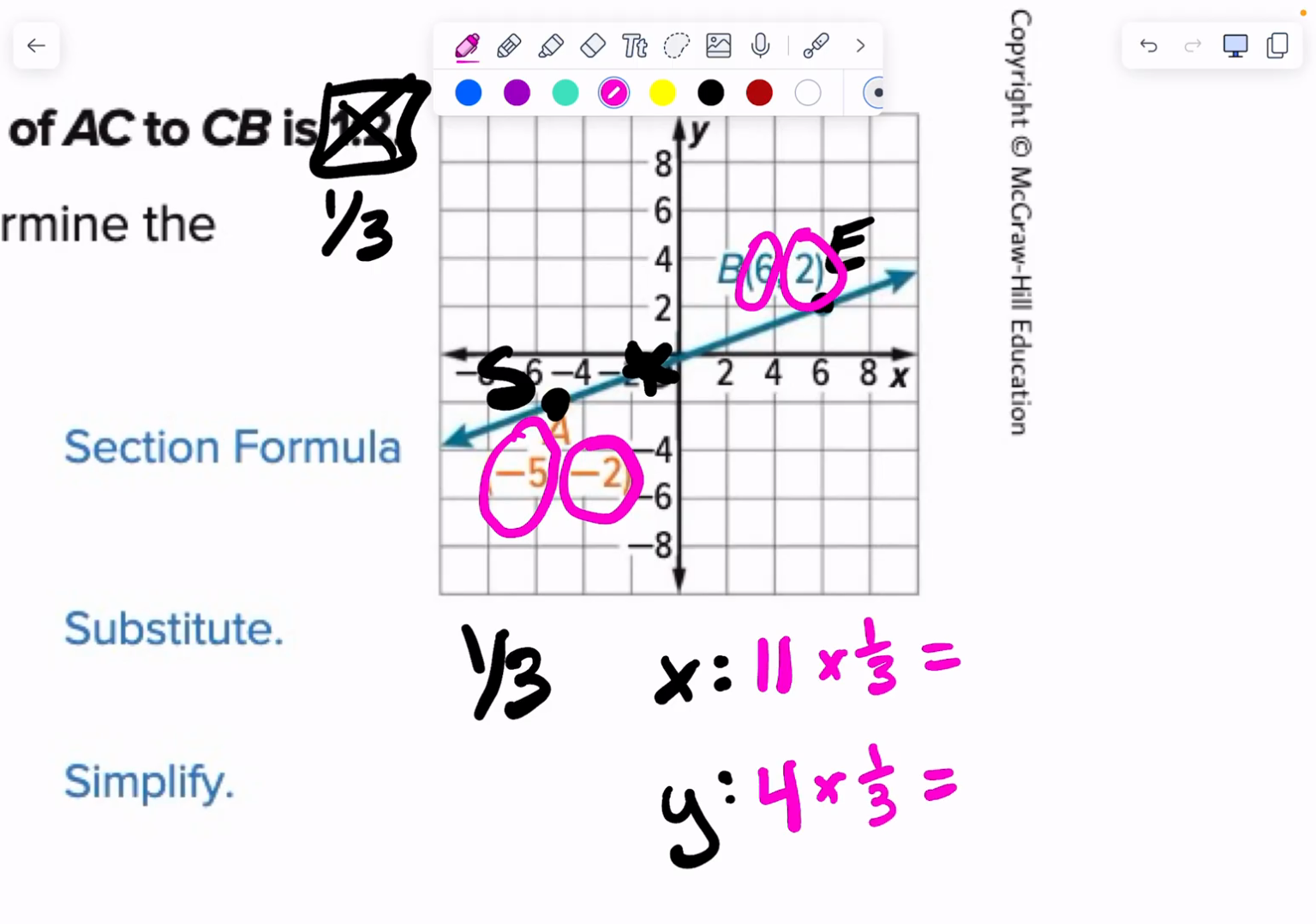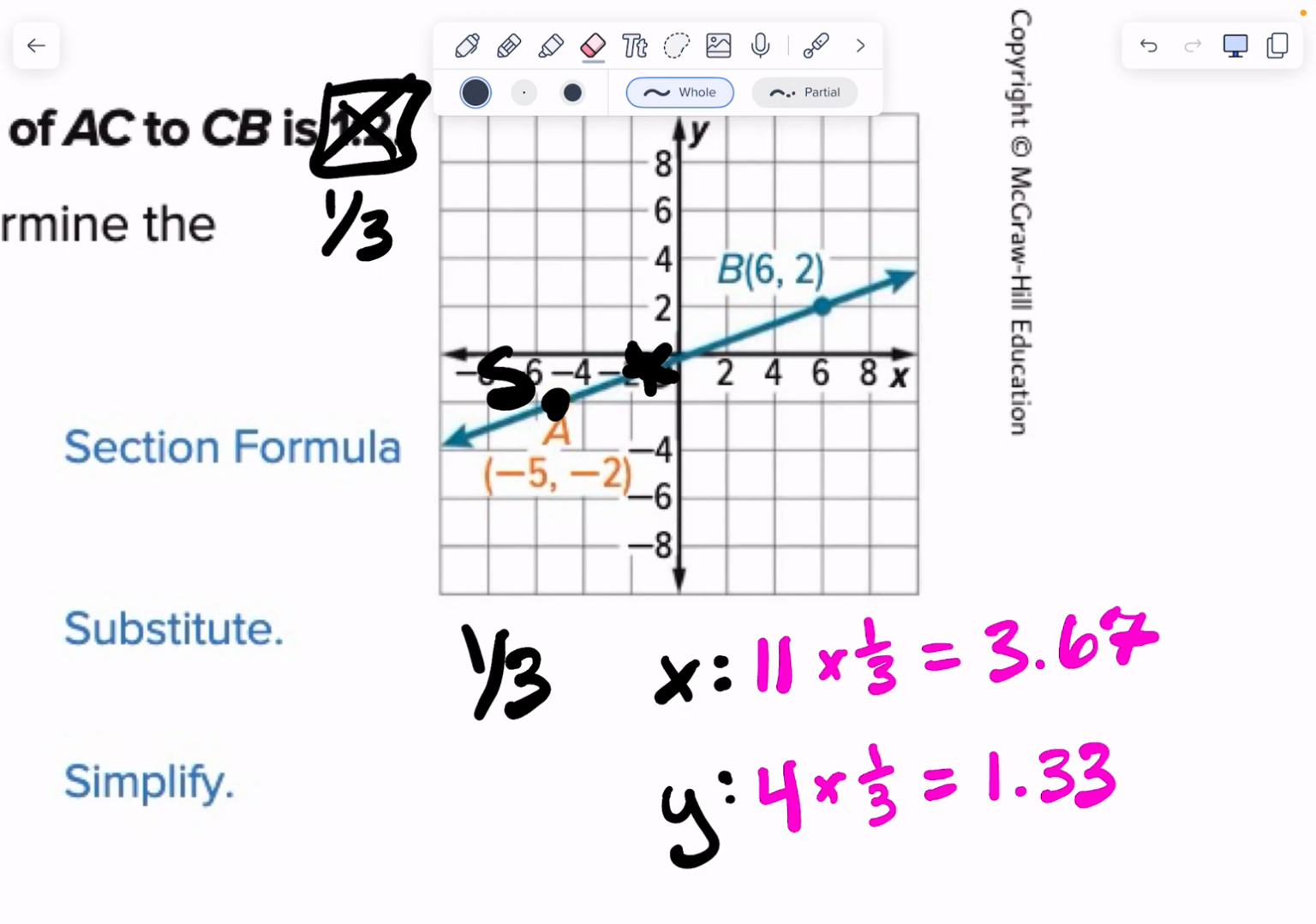I know 1/3 of 4. It's 1.33, let's say, ish, right? 11 times 1/3 is 3.67. Okay, are we good so far? Okay, we got our numbers here. All right, now what do I do with those two numbers?